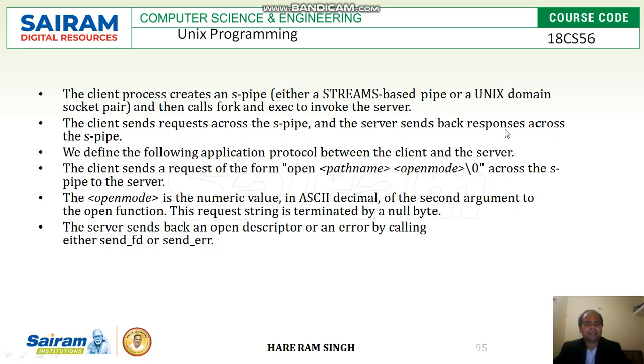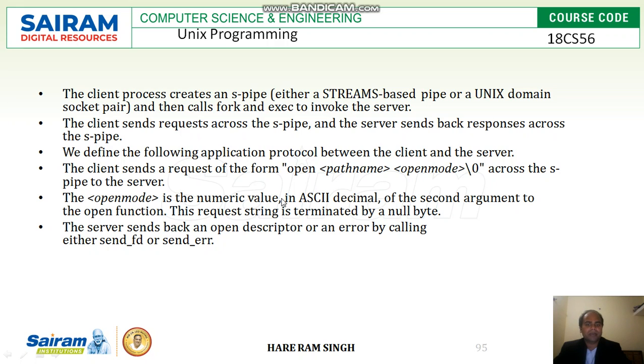The client sends requests and the server sends back responses across the S pipe. So after creating the server, the client sends the request across the stream pipe to the server, and in the same way the server can send back the responses through the stream pipe only. We define the following application protocol between the client and the server. The client sends a request of the form open pathname open-mode across the S pipe to the server.